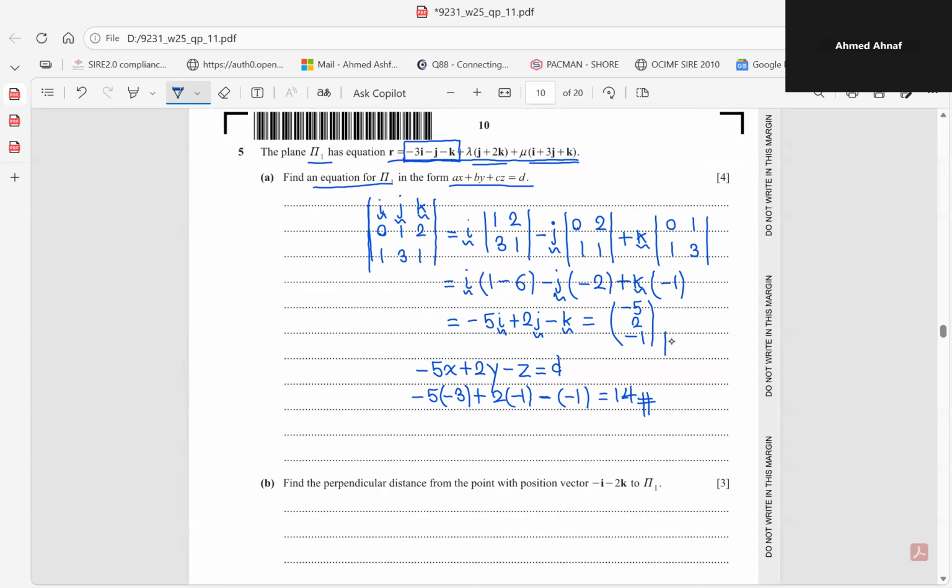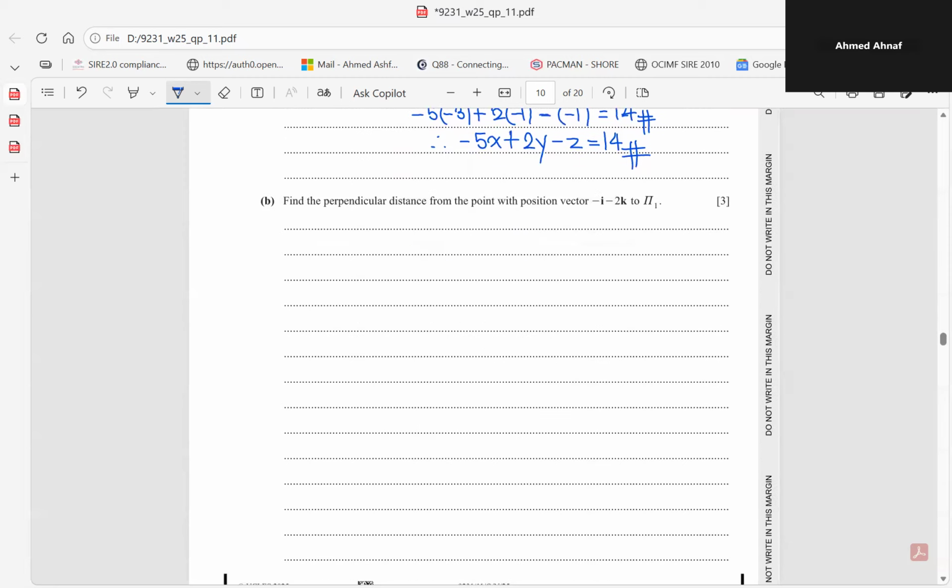Okay, so yeah, so this is minus 5x plus 2y minus z equals to 14. So that's going to be our final answer for this first part. Let's move on to the next part.